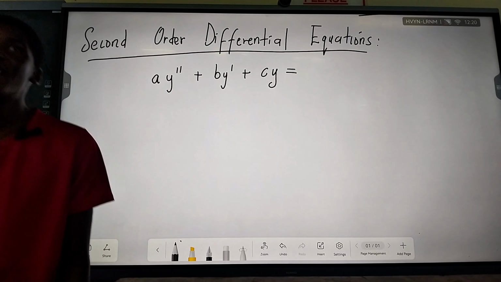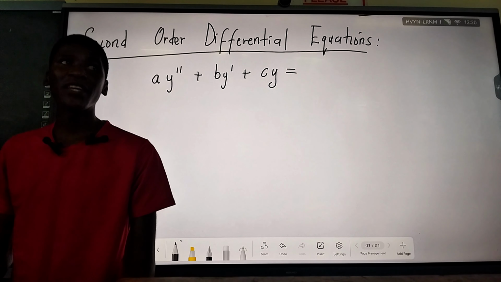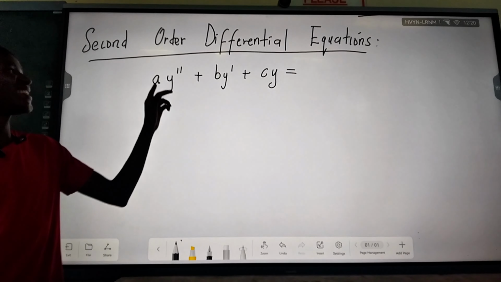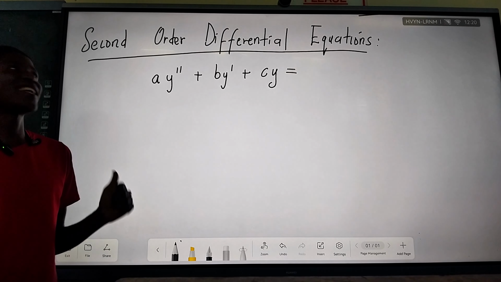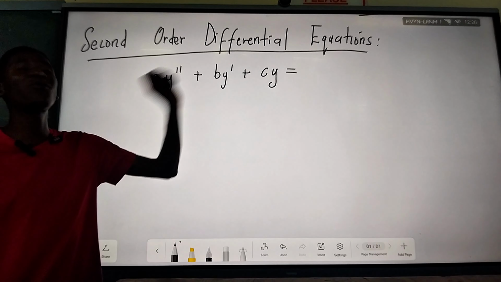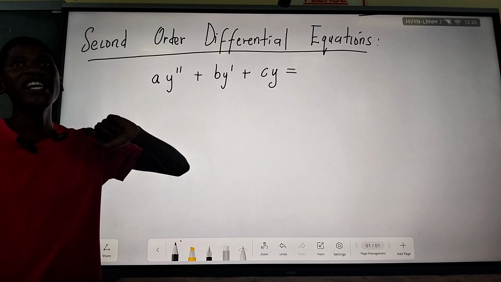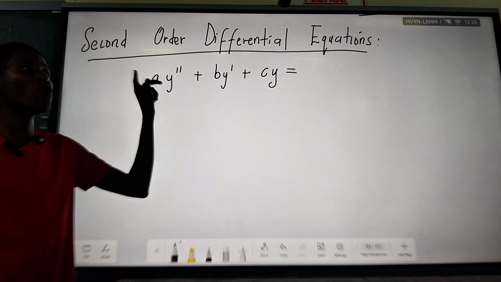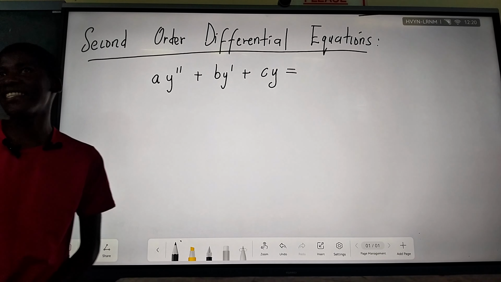In a second order differential equation, we have a second derivative as the highest derivative. And the general thing is that you have constant coefficients. So now we're going to deal with constant coefficients. You don't expect to find y, x, t, or e there. It's only constants. A, B, and C are arbitrary constants.